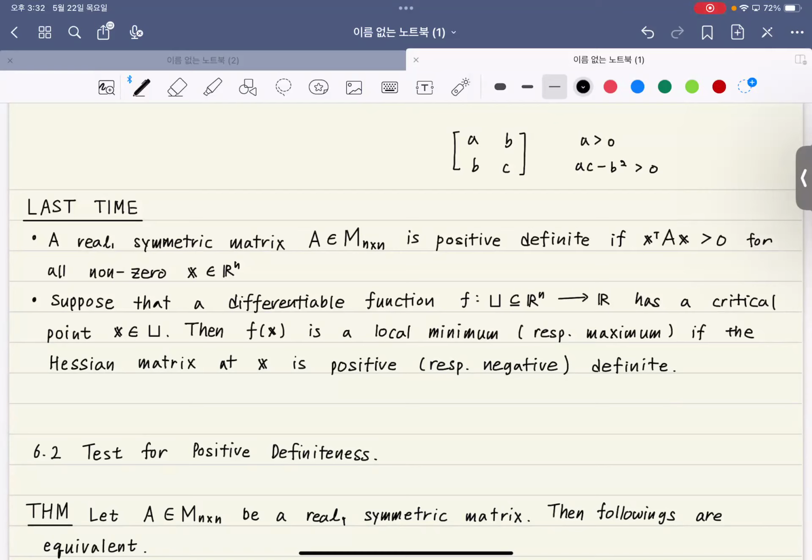But what about an n by n matrix with higher dimensions? Today we want to discuss the test for positive definiteness. That means, for any given n by n real symmetric matrix, we want some sort of criterion which tells us whether that matrix is positive definite or not.